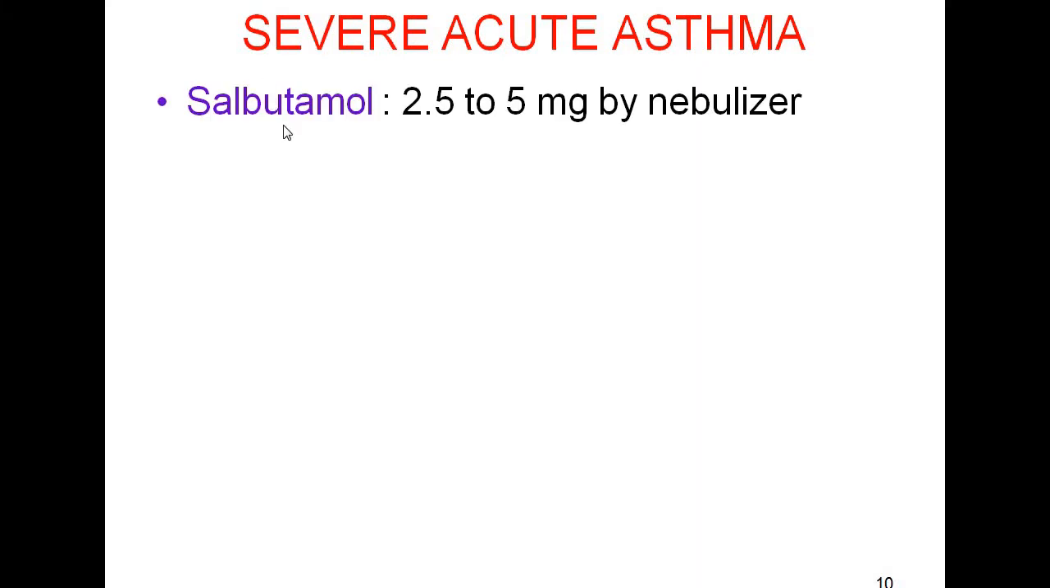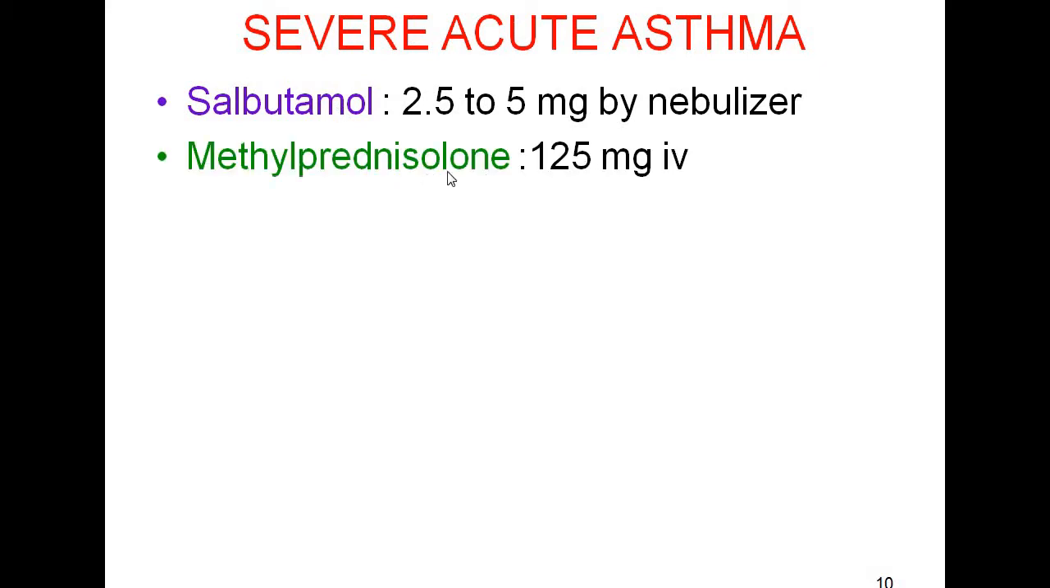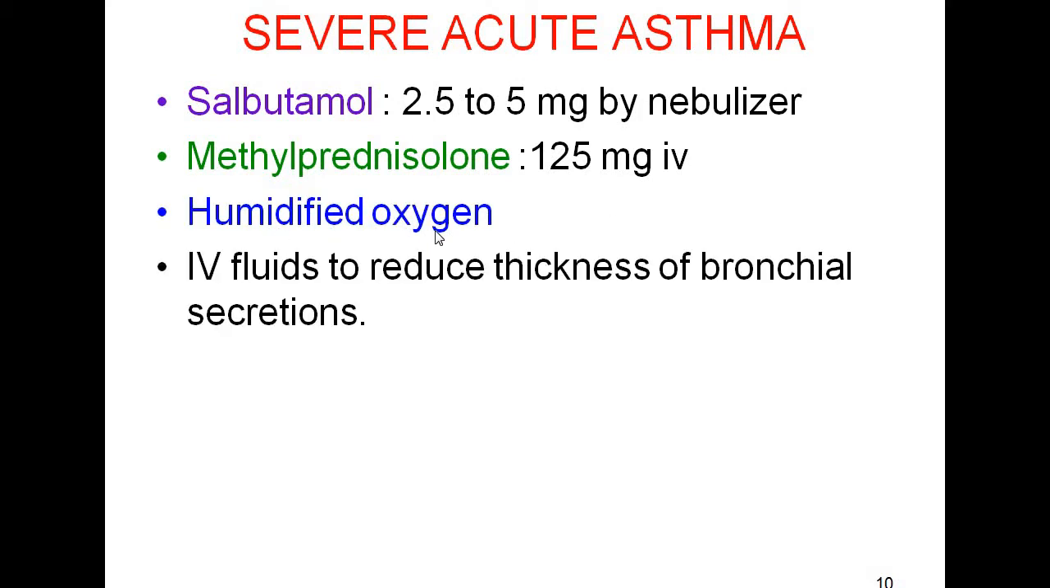Treatment of severe acute asthma is a 5-mark question in your theory exams. Also, you have a prescription writing exercise in your practicals. The drugs used in the treatment of severe acute asthma, earlier called status asthmaticus: 2.5 to 5 milligram salbutamol administered by nebulizer, methylprednisolone 125 milligram intravenous, humidified oxygen 100%, and intravenous fluids to reduce the thickness of the bronchial secretions.